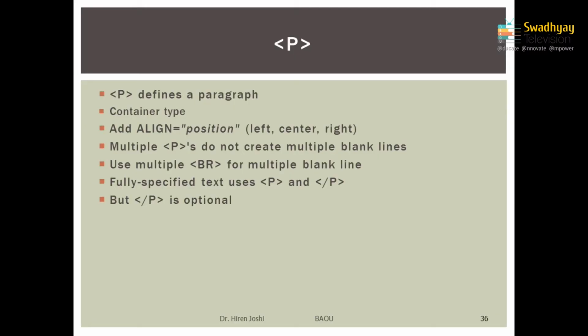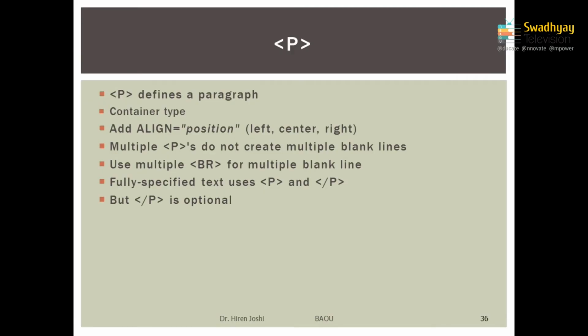So, inside that tag you can add another tag, for example, the BR tag. The BR tag is used to break the line, but it is an inline tag. So, this inline tag cannot embed another tag inside it. P is a container type or block level tag, you can add alignment also, and if you write P multiple times, it will not create multiple blank lines, because generally block level tags put one line blank after it, but multiple P will not create multiple blank lines.